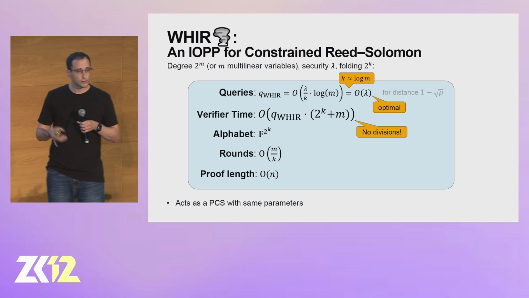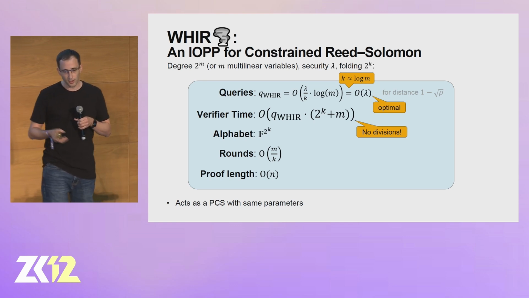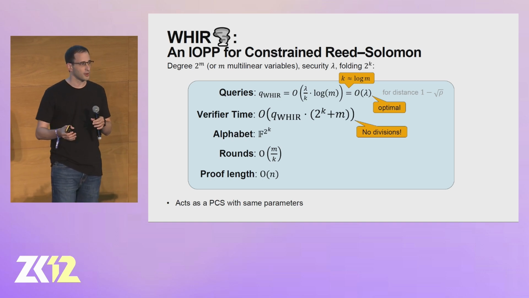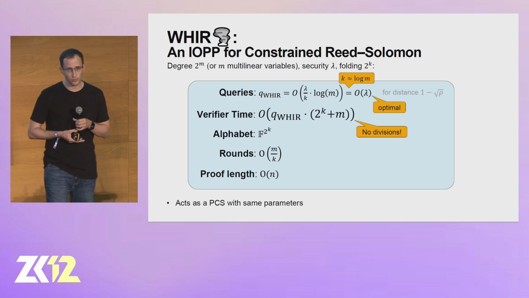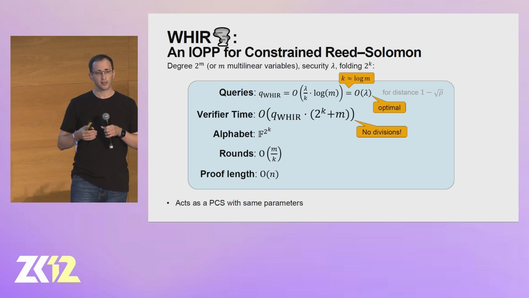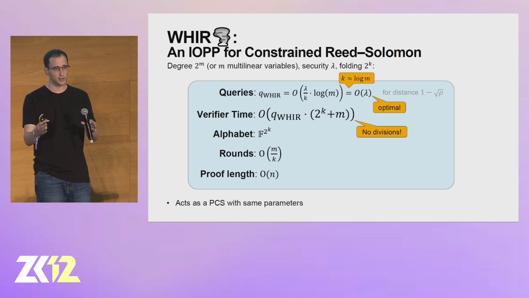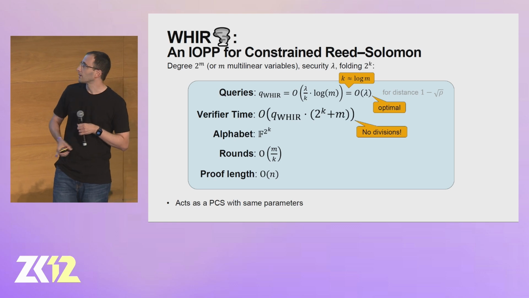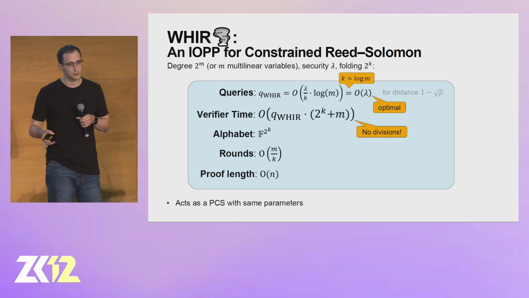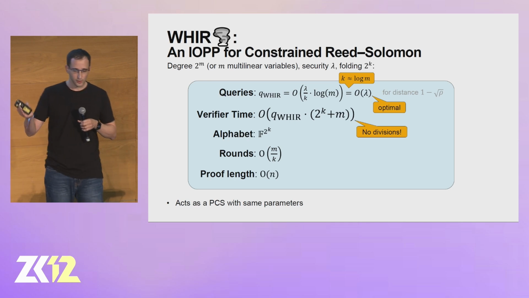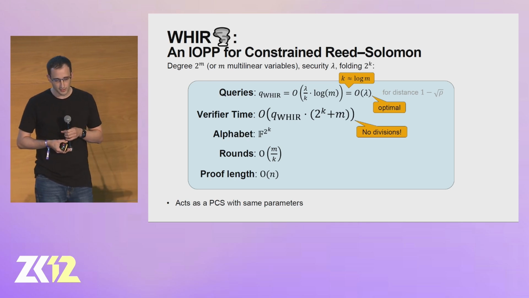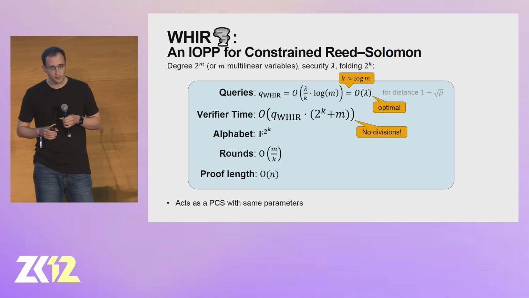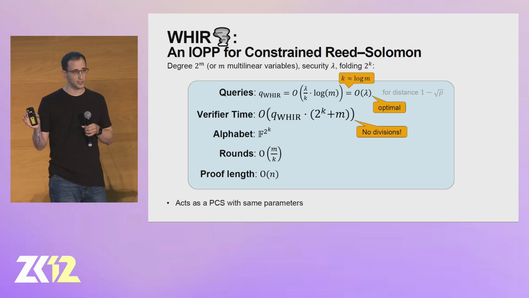So for degree 2 to the m in the univariate case, or m variables, with some security parameter lambda and folding parameter 2 to the k, this folding parameter is some trade-off that we can play with. It means that, like in the FRI protocol, in every query you read 2 to the k field elements. The query complexity of WHIR is lambda over k times log m. Forget about this complicated expression; we'll see it in a second, and we'll have benchmarks soon. We set k to be roughly log m, and then the query complexity is actually O of lambda, which is actually optimal.